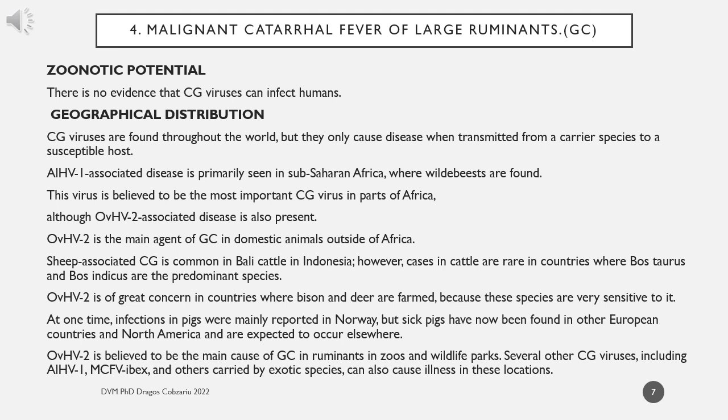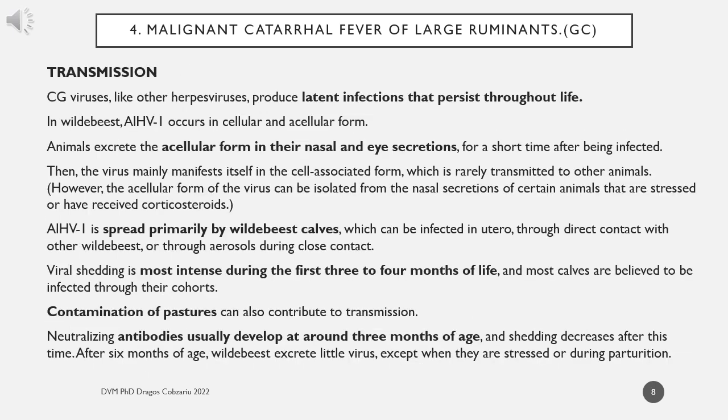OvHV-2 is believed to be the main cause of MCF in ruminants in zoos and wildlife parks. Several other MCF viruses, including AlHV-1, MCFV-ibex, and others carried by exotic species, can also cause illness in these locations. Transmission: MCF viruses, like other herpesviruses, produce latent infections that persist throughout life.